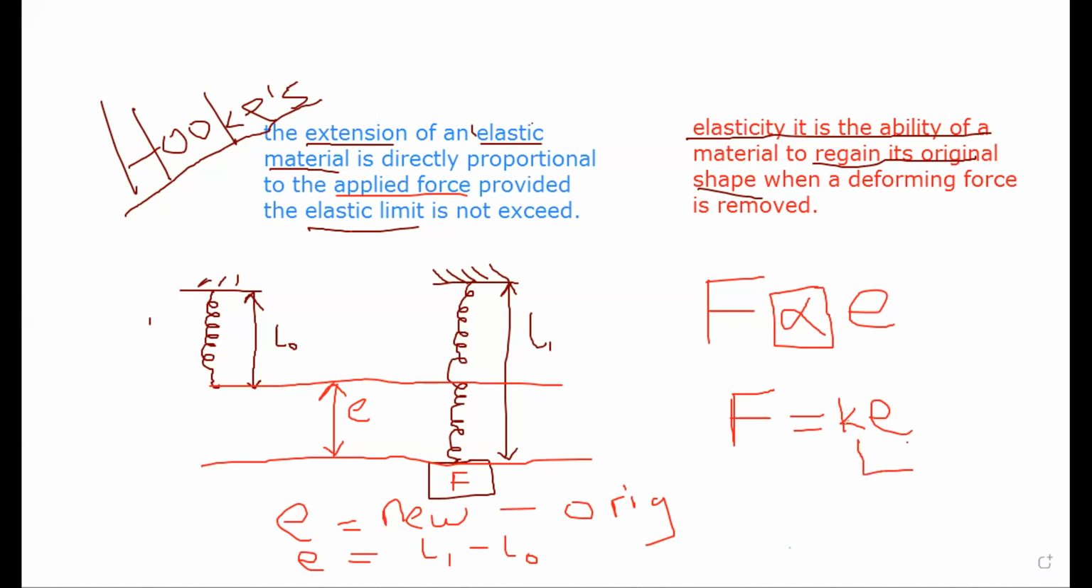Now that K that you see there, we call it the proportionality constant, or in this topic which we are looking at, that K is called the force constant. So this is Hooke's law if we are to write it into an equation. It is F is equal to K E, where K is a force constant. Constant means that it is the same throughout. Each force and its extension will always give you the same K if you are dealing with the same spring.